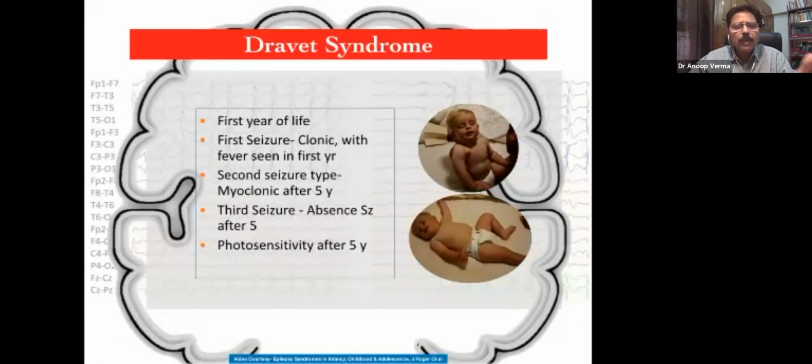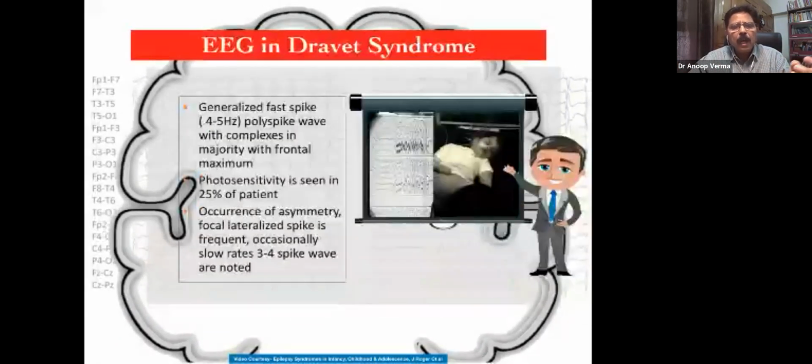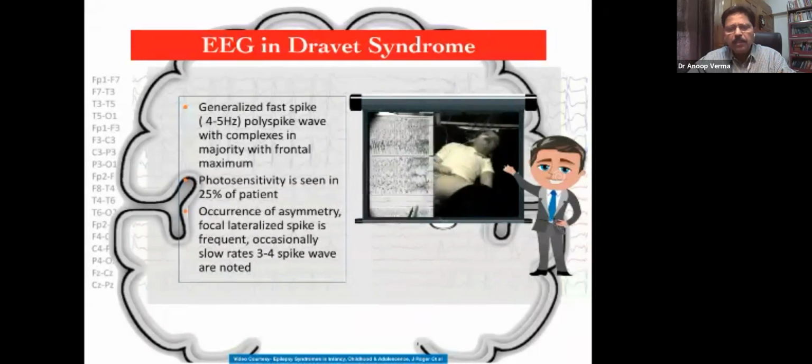It starts off as clonic, myoclonic, and absence seizures. And here is the classical EEG pattern having a fast spike, which is a generalized polyspike over the frontal region. Photosensitivity is very, very important in Dravet syndrome.